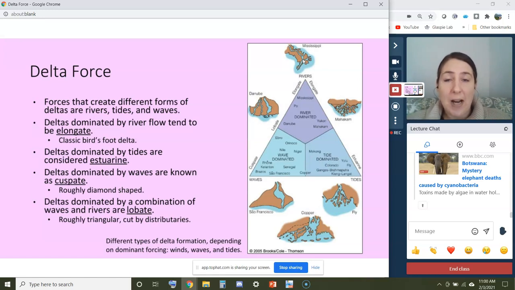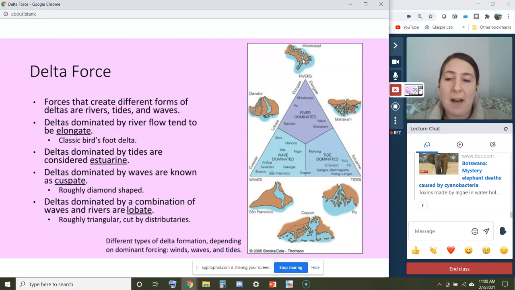Deltas dominated by tides are considered estuarine. We've talked about estuaries and how estuaries have very characteristic flow patterns in terms of how the fresh and salt water mix. If we have a river that's dumping water into an area that's very tidal, you get a lot of mixing between the fresh water and the salt water, and you tend to have these typical estuarine circulation patterns form.